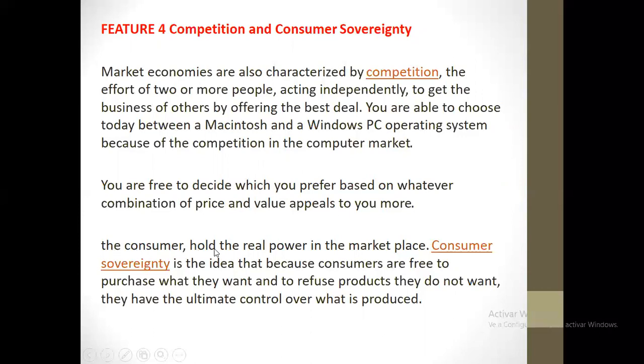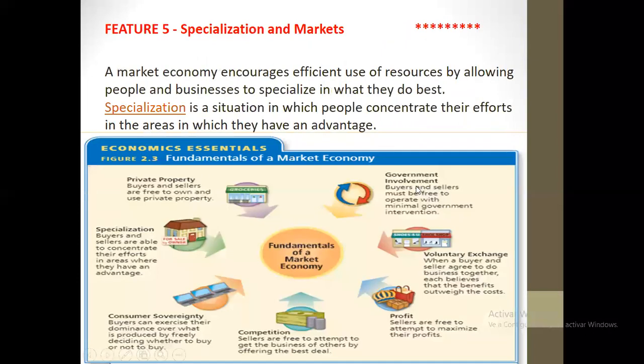Now the consumers hold the real power in the marketplace. Él tiene el poder, si decide si lo compro o no. Consumer sovereignty is the idea that because consumers are free to purchase what they want and to refuse products they do not want, they have the ultimate control over what is produced. Definitely. And the last one, but not least, is feature number 5, specialization and markets.